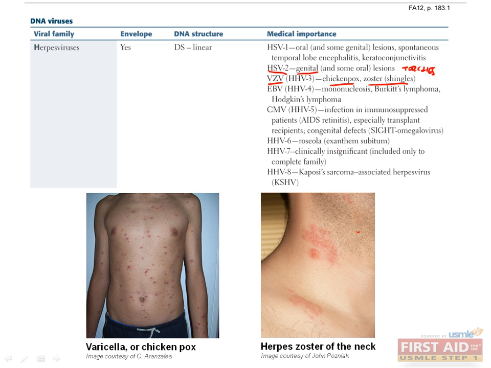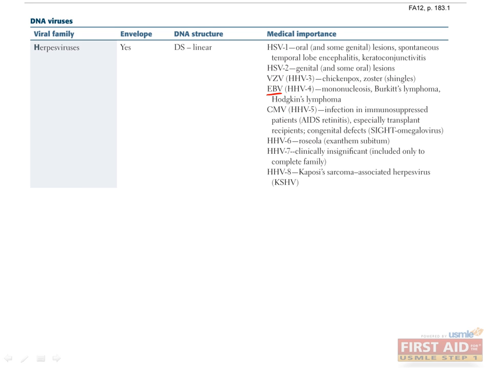VZV remains latent in trigeminal and dorsal root ganglia, with reactivation leading to a painful vesicular skin lesion known as herpes zoster or shingles, usually in immunocompromised individuals such as the elderly. The key to diagnosing shingles is to look for painful vesicular lesions in a unilateral dermatomal distribution without crossing the midline. EBV is the cause of infectious mononucleosis, better known as just mono, Burkitt's lymphoma, and nasopharyngeal carcinoma. We'll discuss it in more detail shortly.